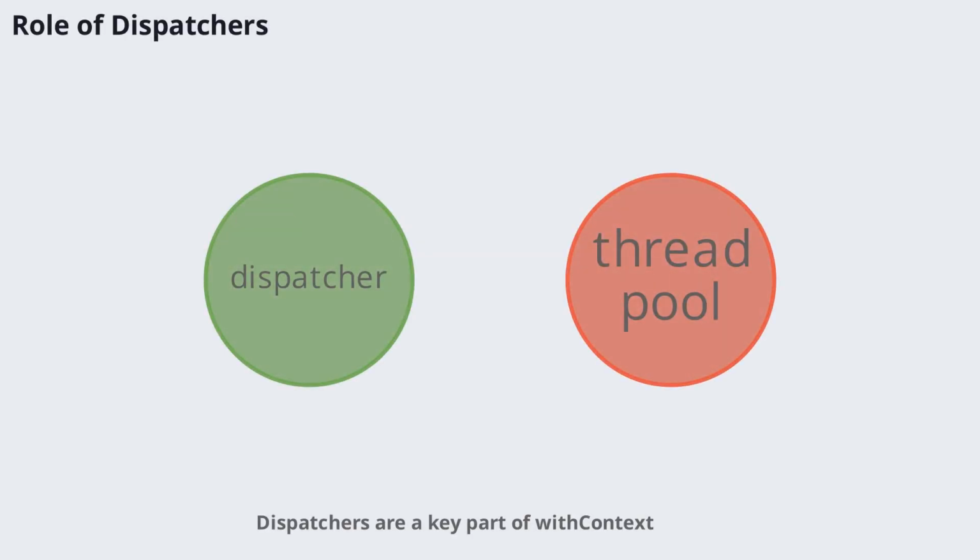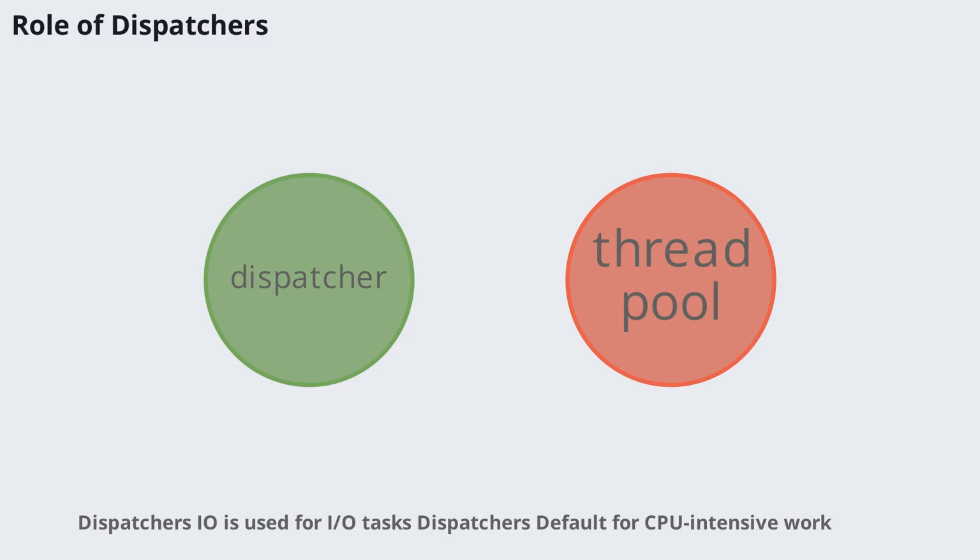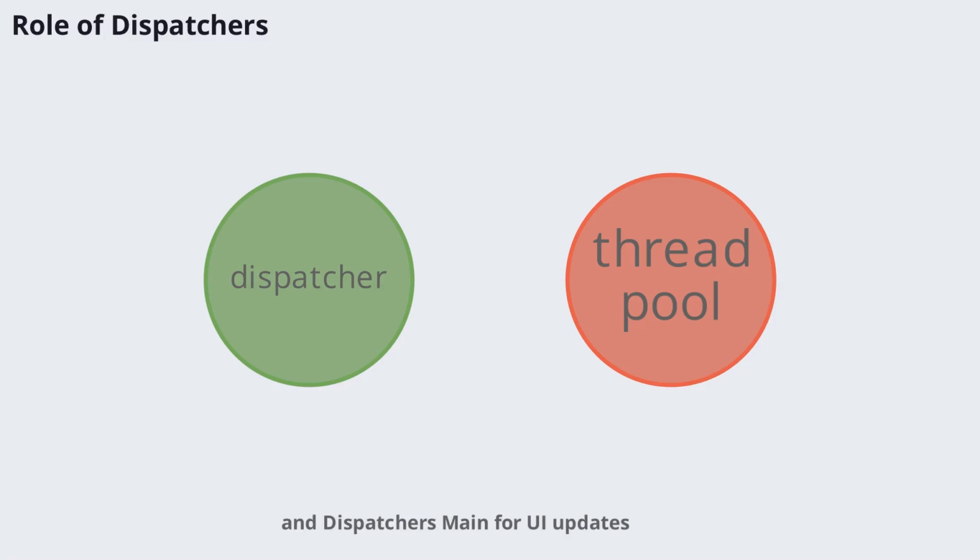Dispatchers are a key part of withContext. They define which thread or thread pool your coroutine runs on. For example, Dispatchers.IO is used for I/O tasks, Dispatchers.Default for CPU-intensive work, and Dispatchers.Main for UI updates. Choosing the right dispatcher ensures your tasks run efficiently and your app remains responsive.